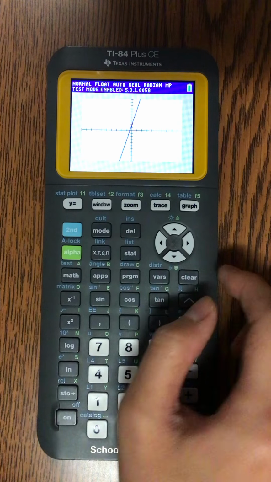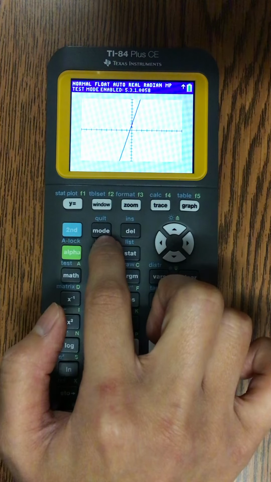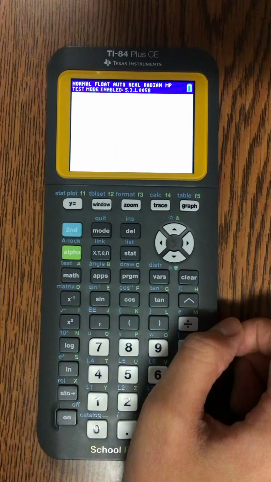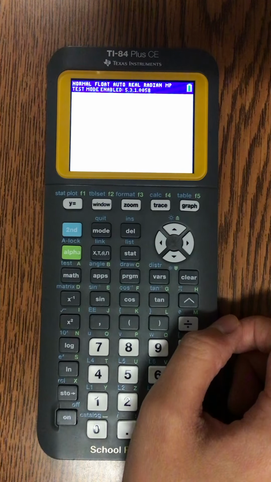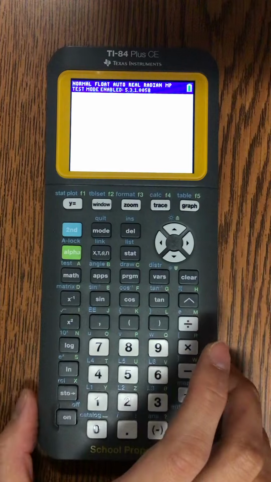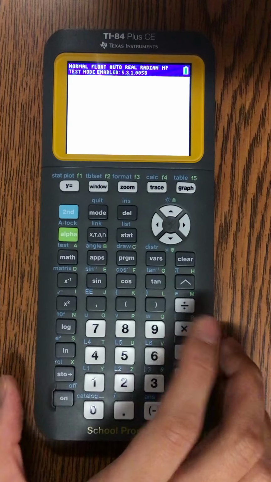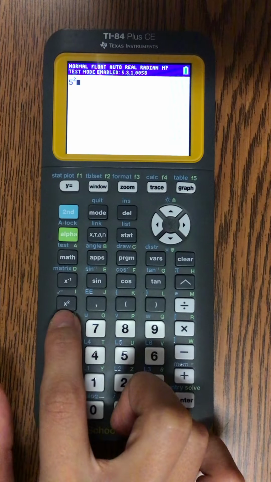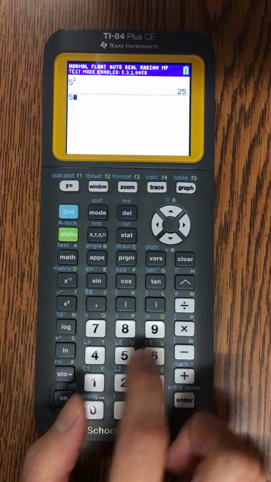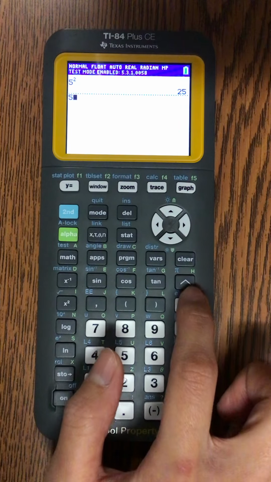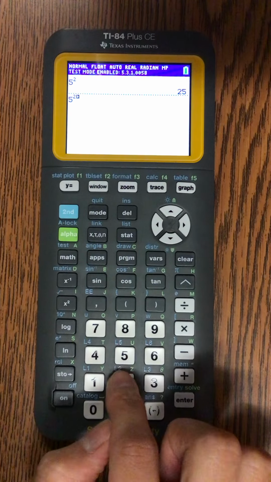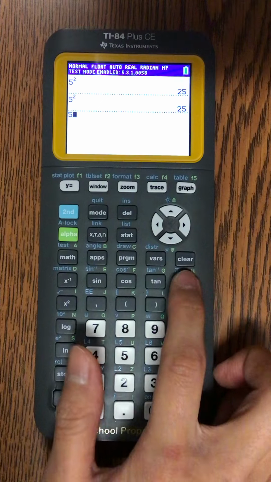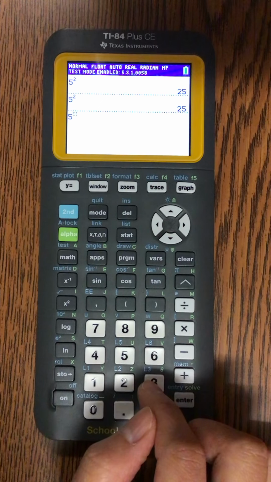All right, and then let's go back to the main screen. You need to press second, and then you see the word quit on top, and then you're back to the main screen. Now just remember some of the other functions that you need to know, such as squaring. For 5 squared, you can use the x squared button, or you can use the caret button, which is right above the division symbol, and then press 2 after that.